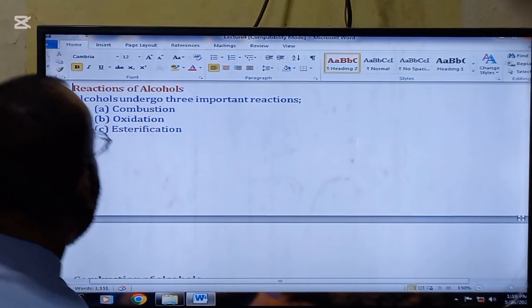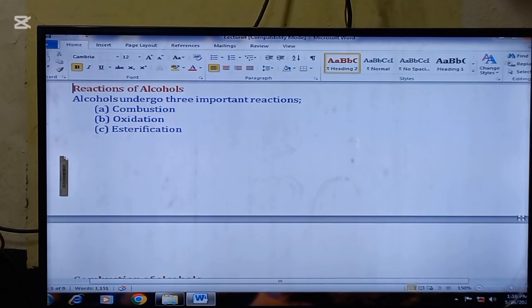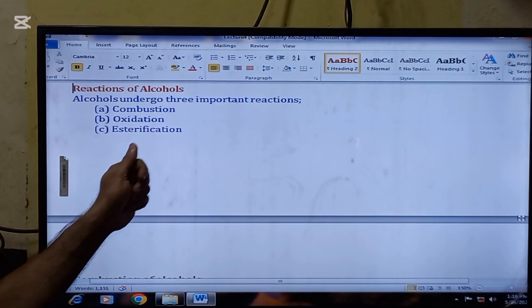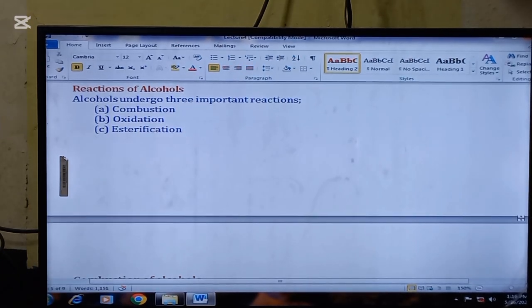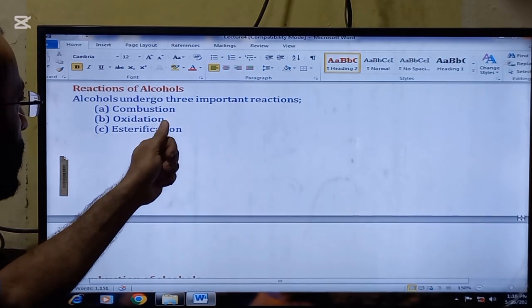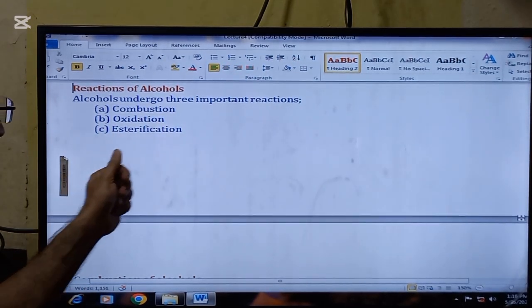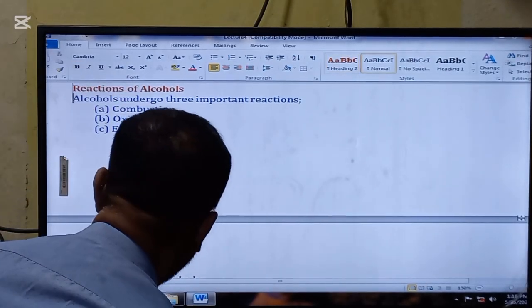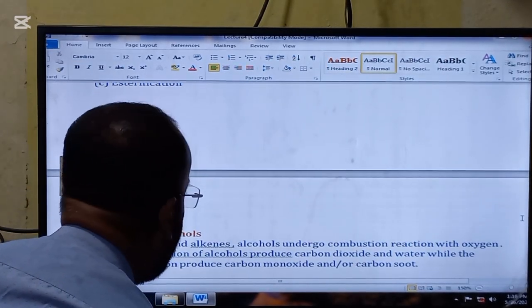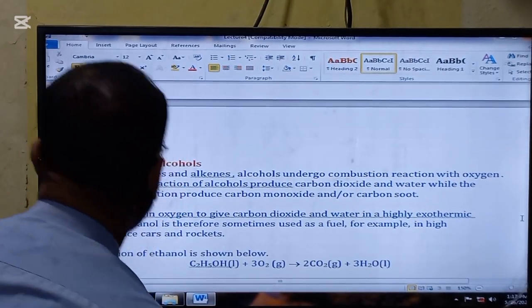Reactions of the alcohols. Alcohols undergo three important reactions. These are number one, combustion, number two, oxidation, and number three, esterification. And now we will read them in detail.